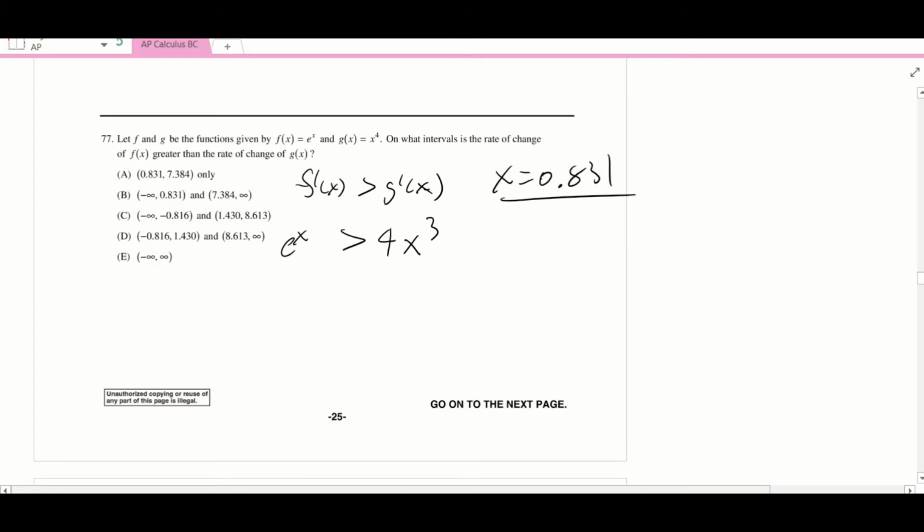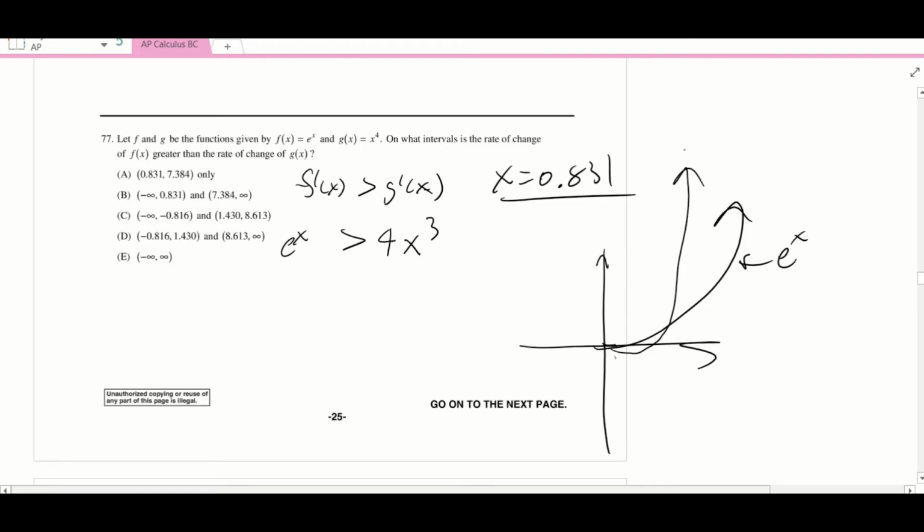So the graph looks something like this, where this is e to the power of x, and this is 4x cubed, and this is the intersection. So e to the power of x here is greater than this when it's below this value here, which is when x equals 0.831.